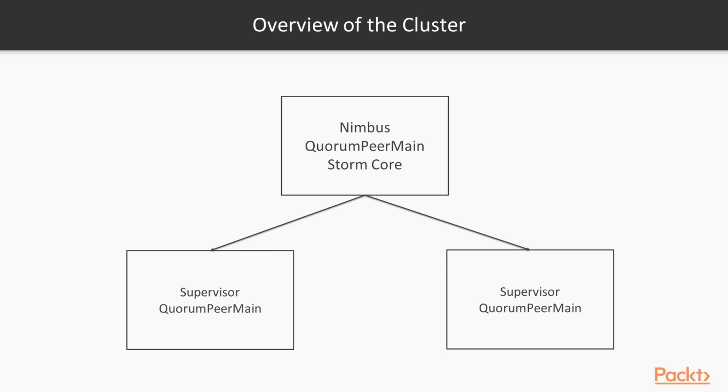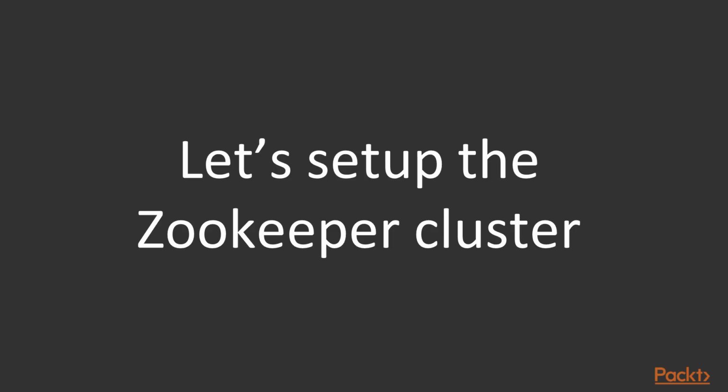So the kind of cluster that I'm planning here to demonstrate is a 3-node cluster in which the first system will be the Nimbus and the Storm core, that is your Storm UI, and the remaining 2 systems will be the slaves, or basically the supervisors. So let's go ahead and start with the Zookeeper cluster setup.